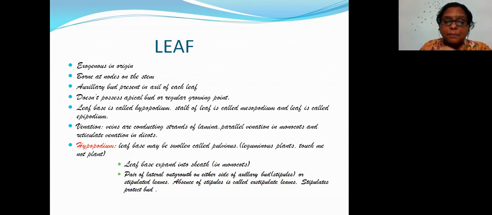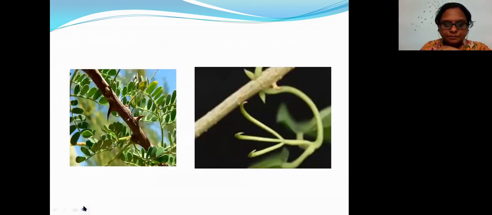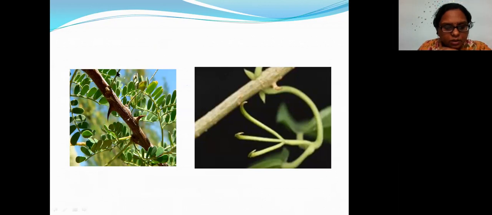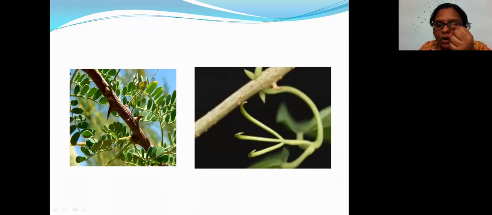Next, you can see that a pair of lateral outgrowths on either side of the axillary buds are called stipules. Have you seen the stipules? Small spine-like things. Stipules are there in your book, students. If you have this particular stem, on both sides you will have those stipules, small leaf-like structures. What those stipules do is, before the leaves come, they act as a covering for the bud.